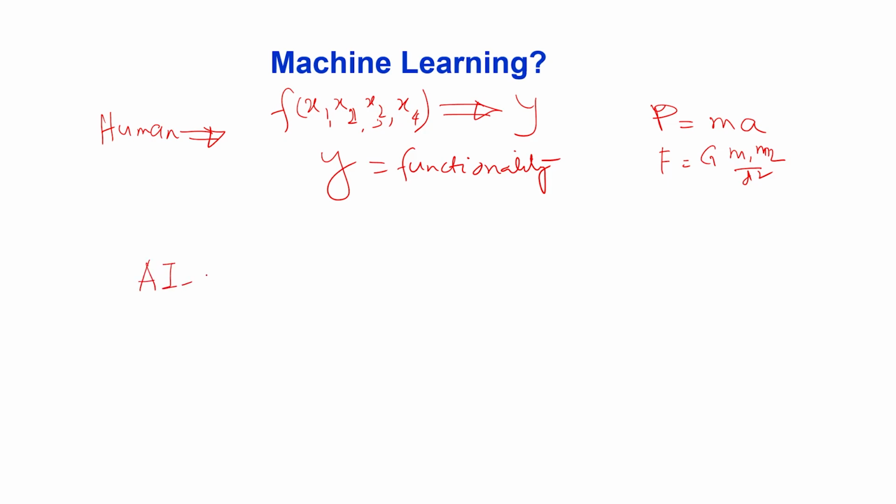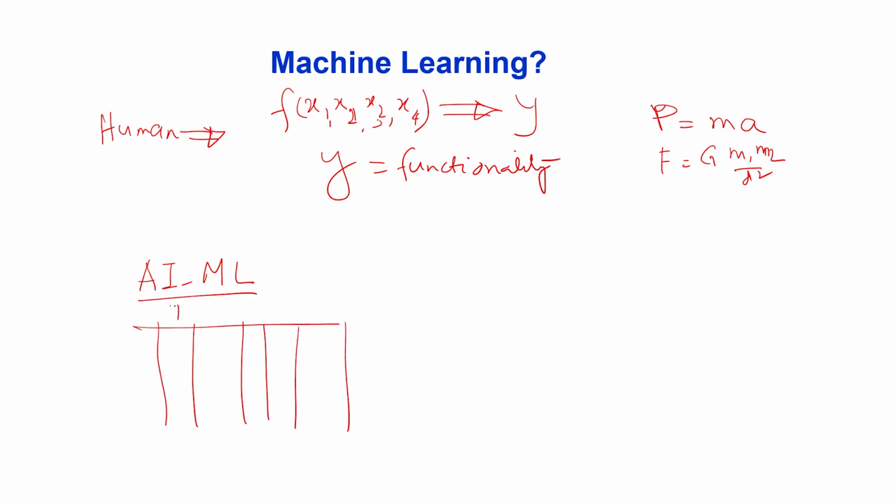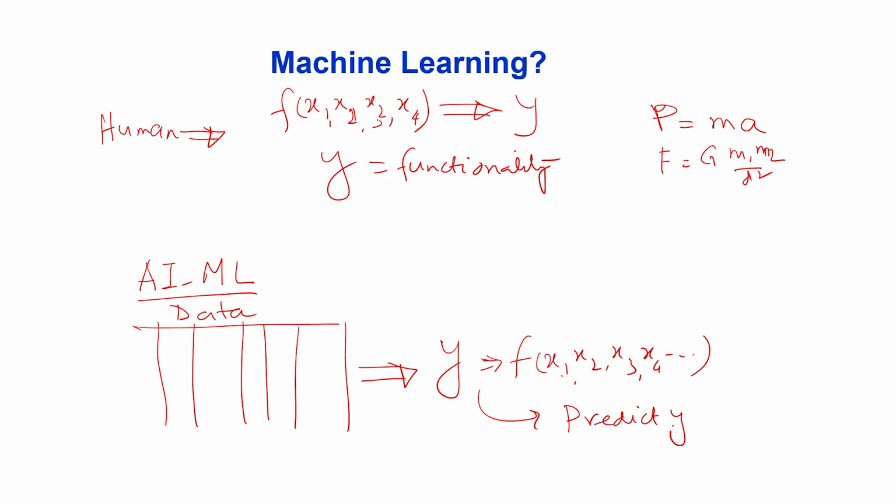AI or ML use data. You have a lot of data. From the data you find out some unknown relationship between y and these variables x1, x2, x3, x4 and so on. Once you find out this unknown relationship by some kind of modeling, then you can predict y for unknown values of x1, x2, x3. This is the difference between human and machine.